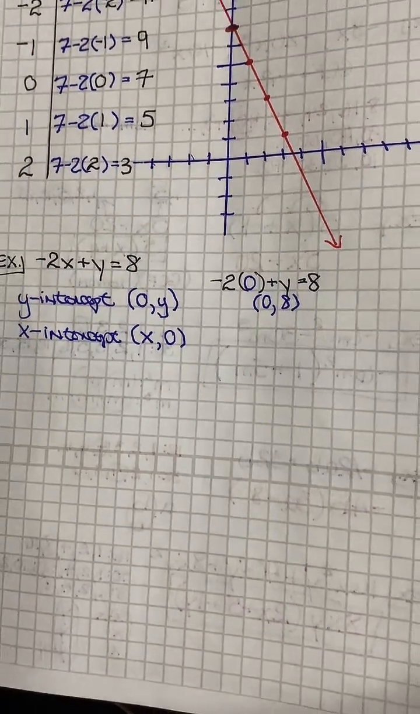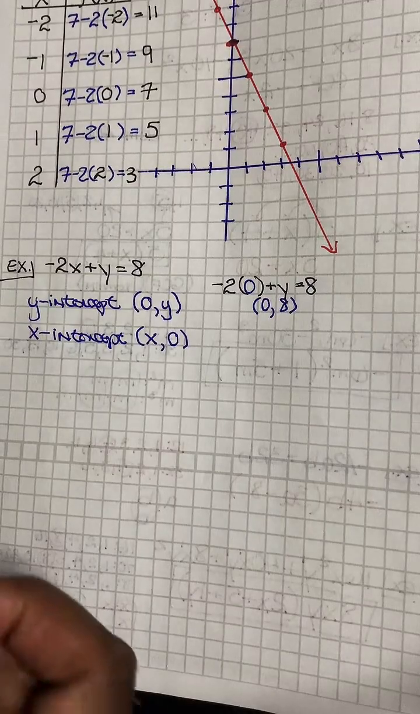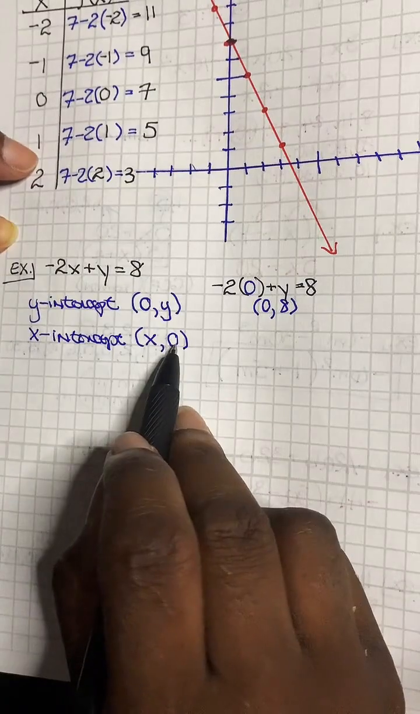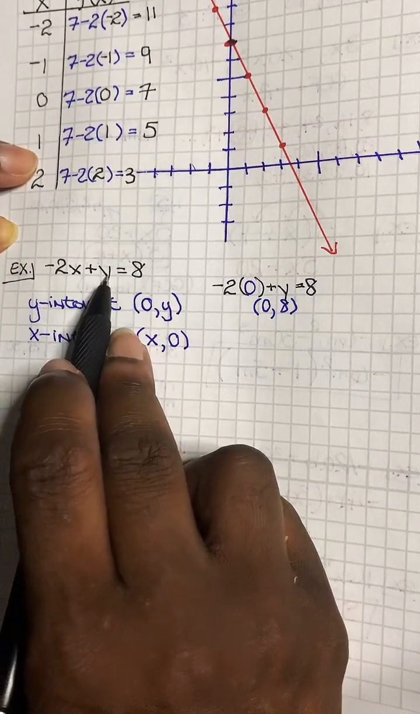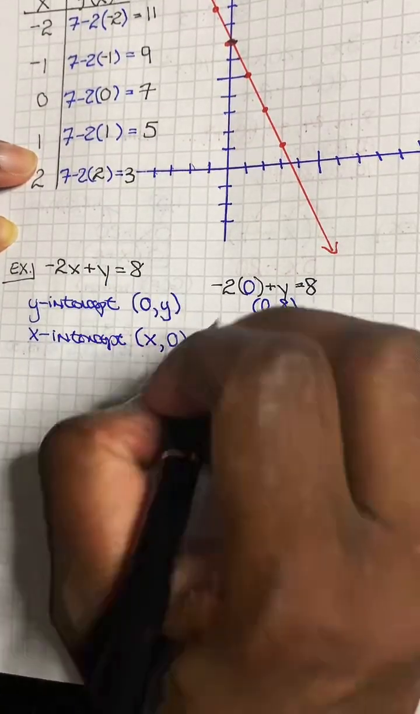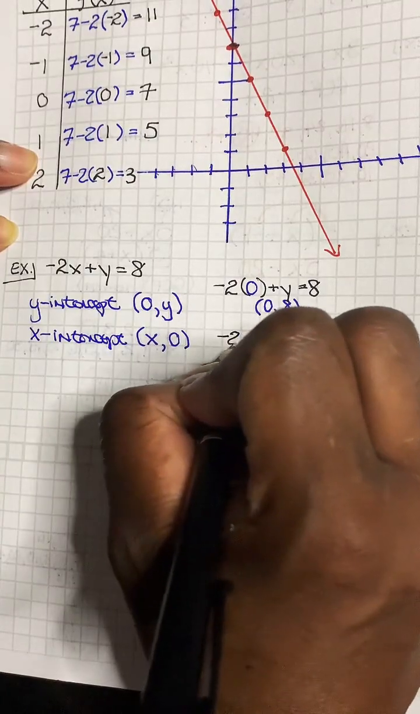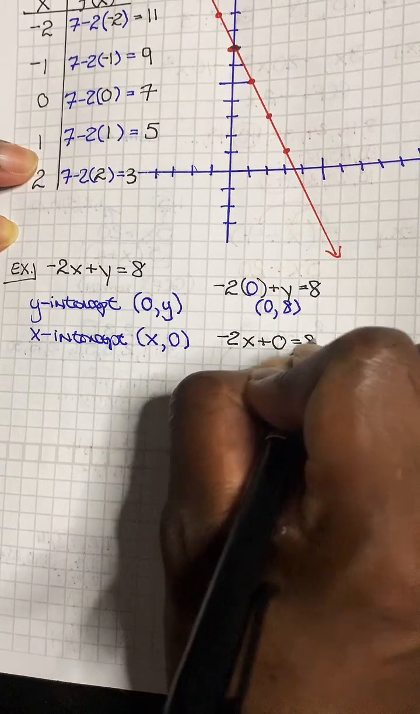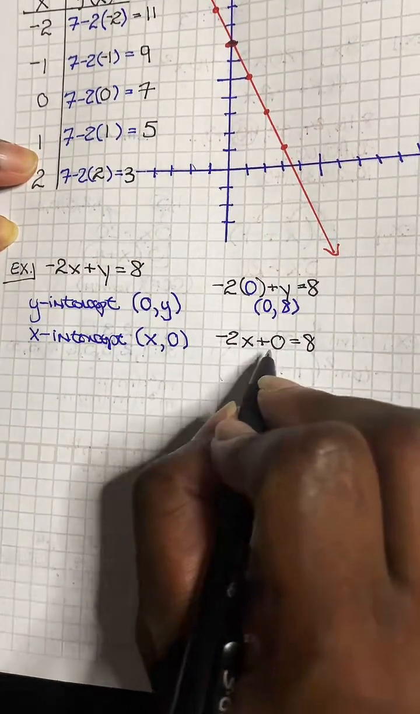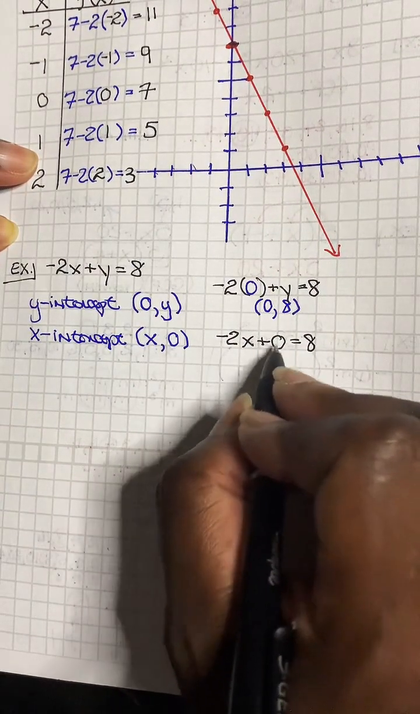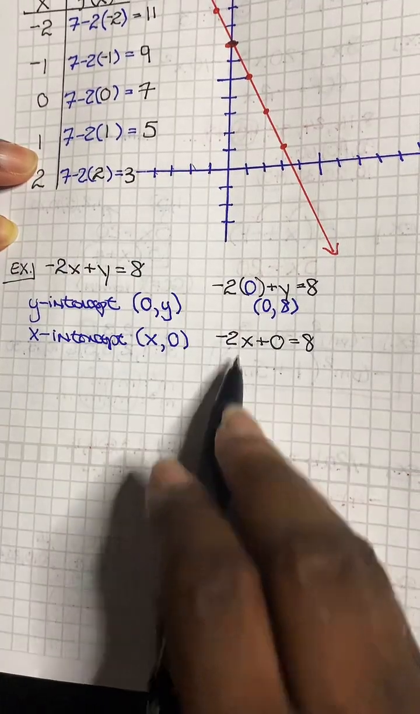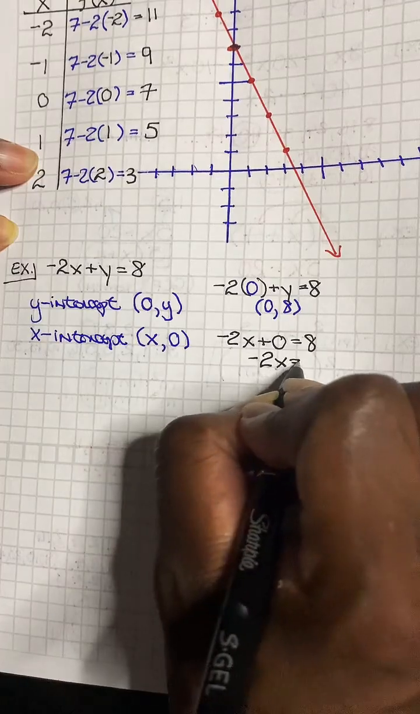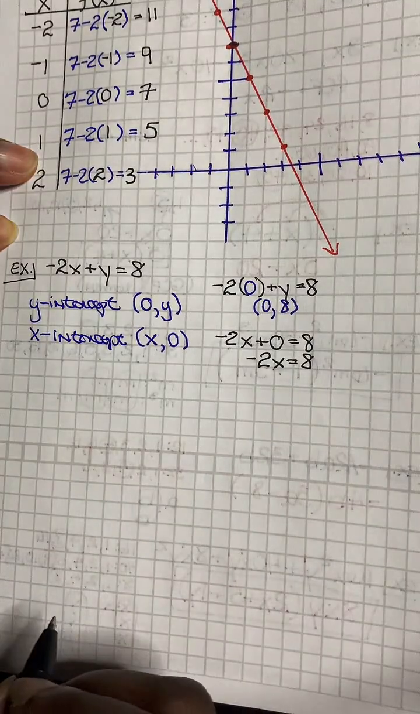Now, I can do the same thing for the x-intercept. So again, this time I'm going to plug in 0 for the y. So now I have -2x plus 0 is equal to 8. Well, 0 right now is a placeholder, and we don't need it because we still have this -2x on the left-hand side of the equal sign.